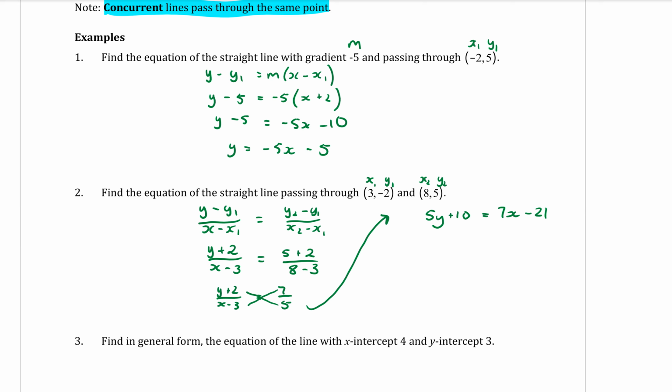Okay, now either general form or gradient form. This one definitely looks better to go to general form because I've got numbers in front of my x's and y's. So the x is already positive, 7x. It was positive where it was. So I'm going to move the 5y behind it, so it'll be minus 5y. And the 10 needs to move across, so I'll be subtracting 10, which makes negative 31 equals 0. Okay? Next one.